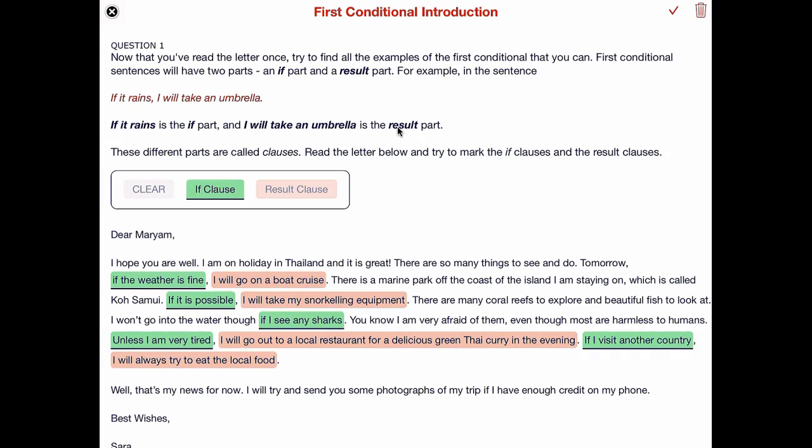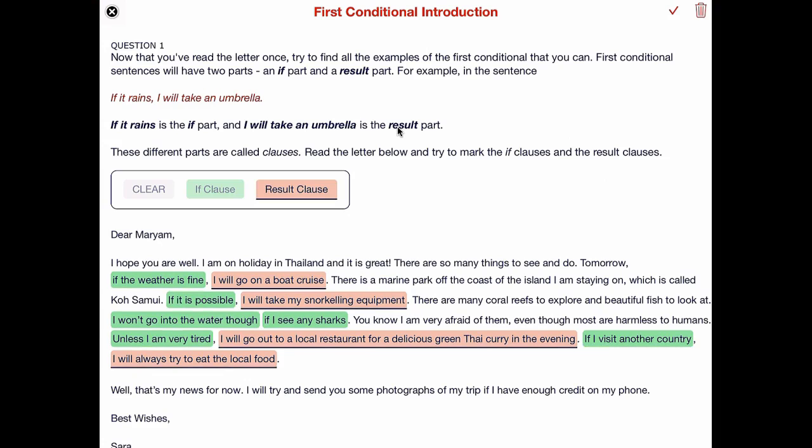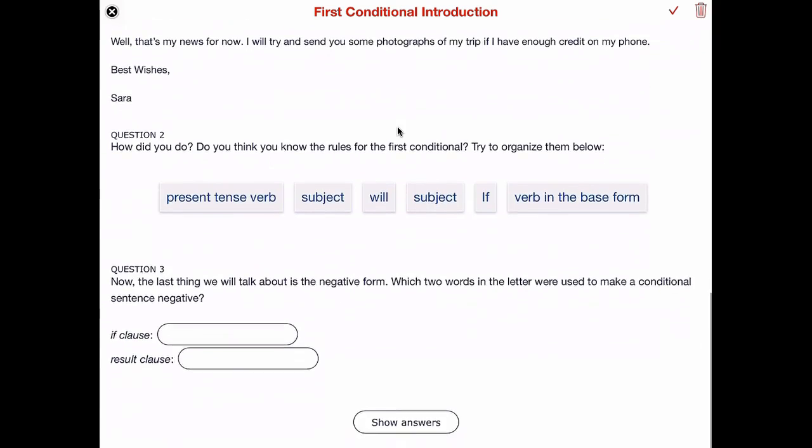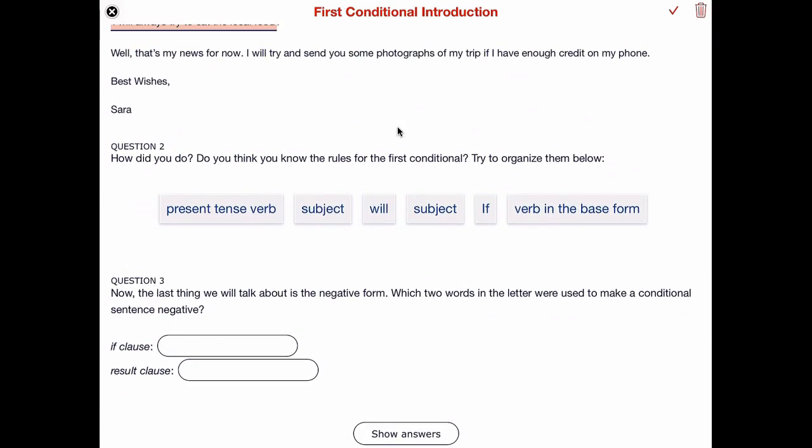Okay, and then this one is another if clause. Okay, we don't have will there. Sorry, that's a result clause. We don't have will there. We have won't. Okay, and we'll talk about that in a bit. So what you're asked to do now is just to get the rules here into the right order.